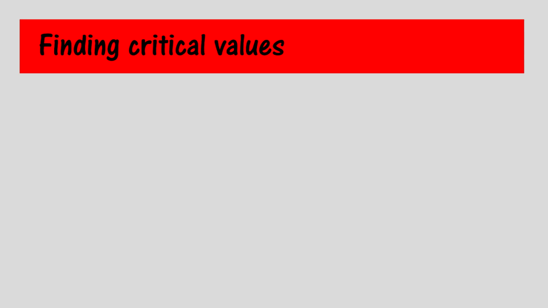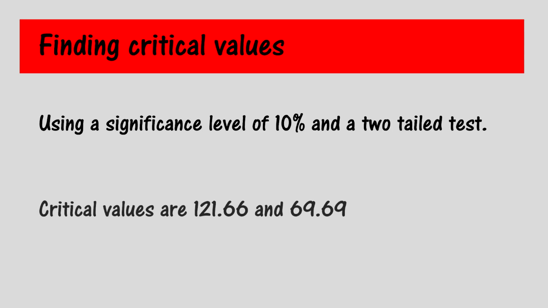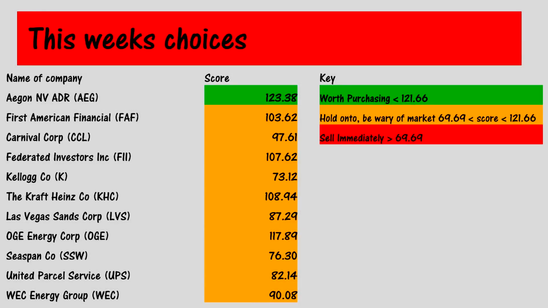I am using these two critical regions to give us our 3 bounds. The green invest bound are values larger than the right critical value, and the red bound is values lower than the left critical value. For this set of data, I use a significance level of 10% split into 2 tails. This gives us a region of 5% on both ends of the distribution. Using the inverse normal function, the critical values that I've received were 121.66 and 69.69.